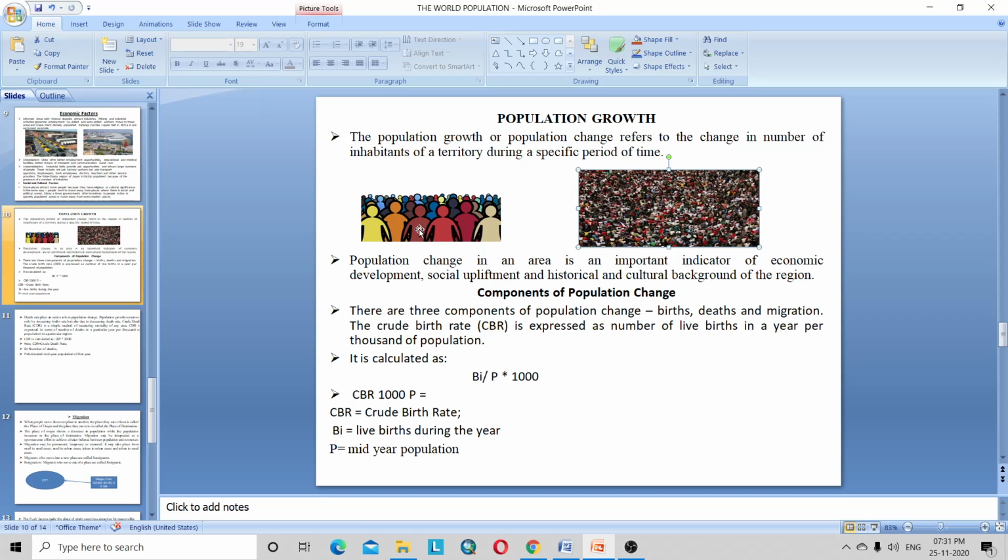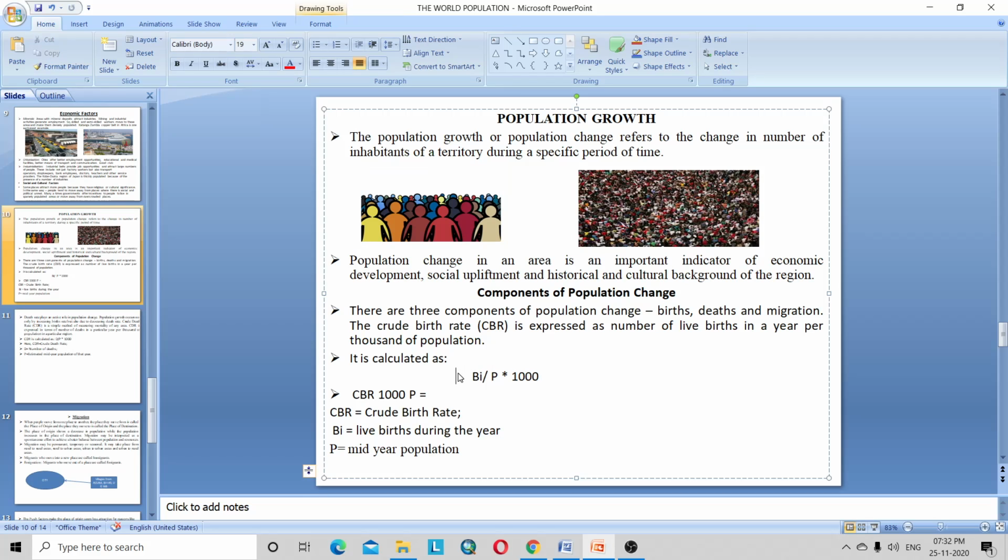When there is growth of population, it means that the area has improved in different sectors like economic, social upliftment, and the historical and cultural background of a region. So what contributes to population growth? What are the factors which contribute to population growth? The first one is birth rate, the second is death rate, and then migration.